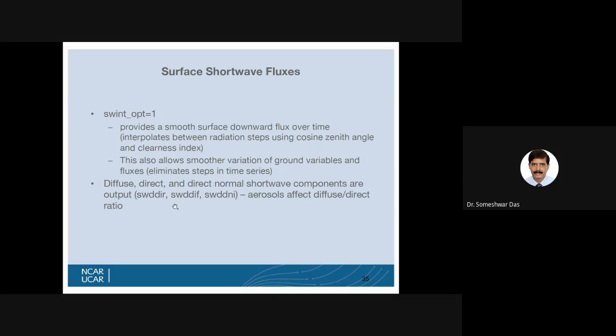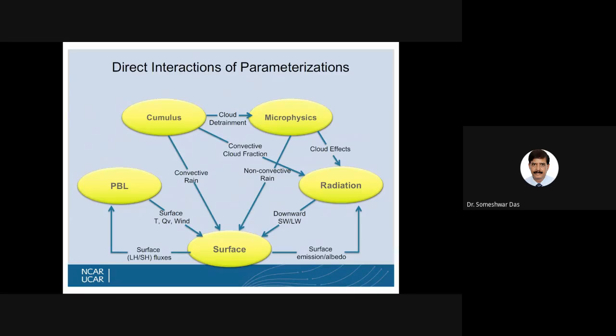Now, these are the output variable names, and aerosol effects, diffuse, direct, ratio. These things are also accounted for in the surface short wave fluxes. So that was about the radiation parameterization schemes available in the WRF model, what schemes and what functions are available. Okay, after this radiation, already we have spent how much time?